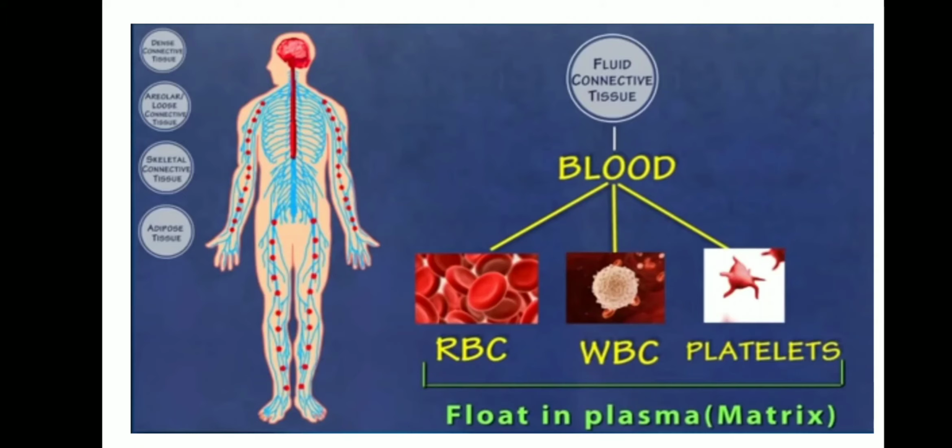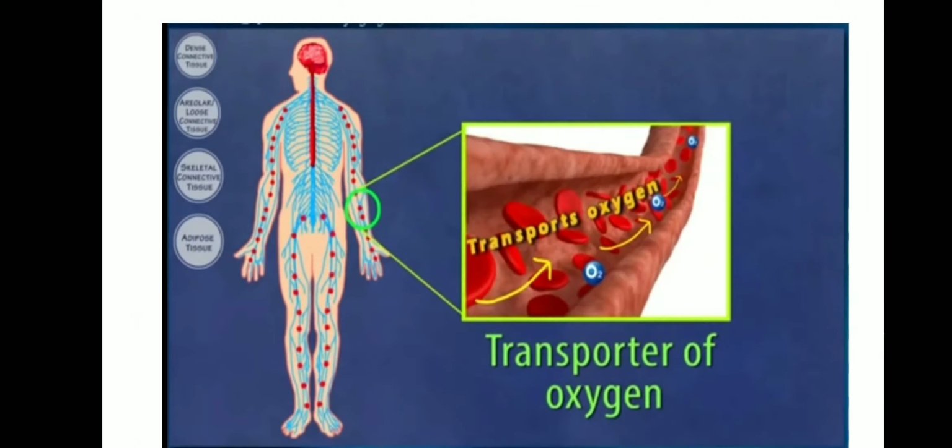These three are floating in the plasma, that is otherwise matrix. Remember, children, there are three kinds of blood. What are they? Red blood cell, white blood cell and platelets. First, about the red blood cells. Red blood cells or red blood corpuscles, otherwise called as erythrocytes. The red blood corpuscles are oval shaped, circular or biconcave disc-like cells.